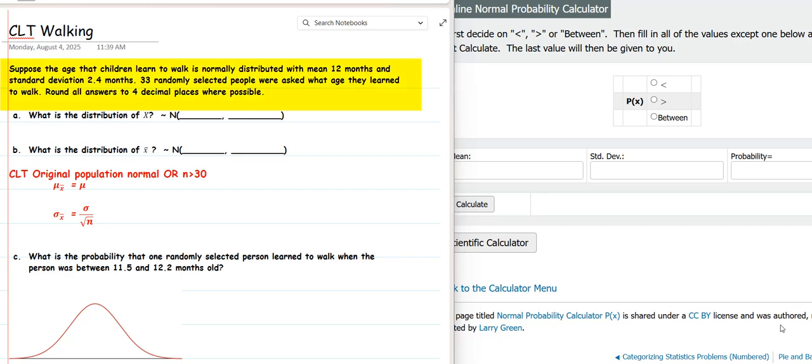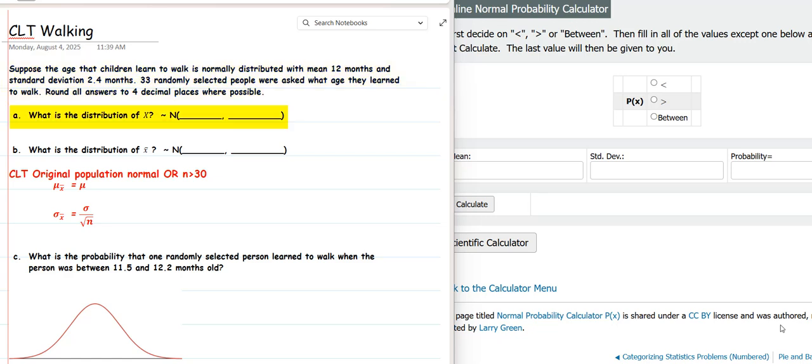The age children learn to walk is normally distributed with a mean of 12 months and a standard deviation of 2.4 months. 33 randomly selected people were asked what age they learned to walk. Let's answer some questions about this situation. What is the distribution of X?